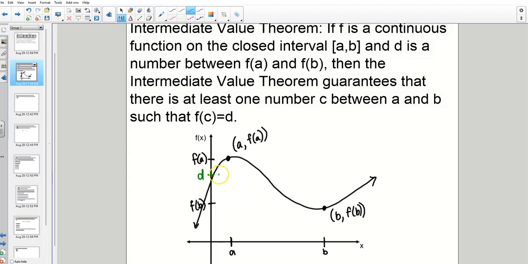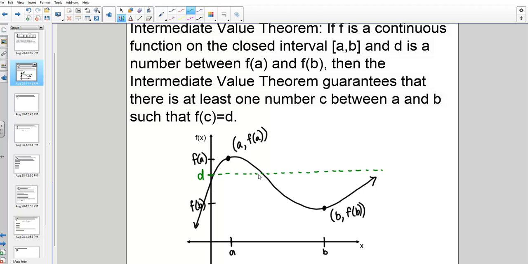So if I draw myself a dotted line right here at d, if I start off over here at f of a, and I go down here to f of b, is it possible for me to get from here to here without crossing that dotted line? It is not. Not if f is continuous. If f is discontinuous, maybe there could be a jump in the graph where I skip it, right? But as long as f is continuous, then I've got to cross that line.